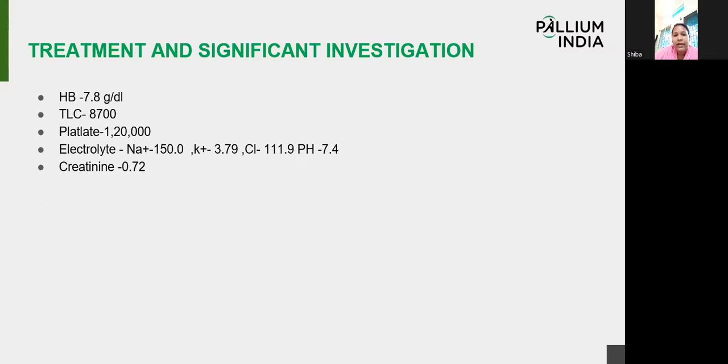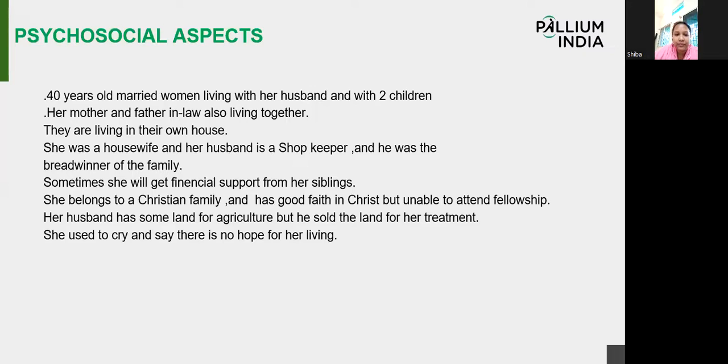Treatment and investigation: her Hb was 7.8 gram percent, which shows anemia. Total leukocyte count is 37,000. Platelets are 1,20,000. Electrolytes: sodium is 150 milliequivalent, potassium is 3.79, chloride is 111.9. Blood pH is 7.4. And her creatinine was 0.72, which is normal.